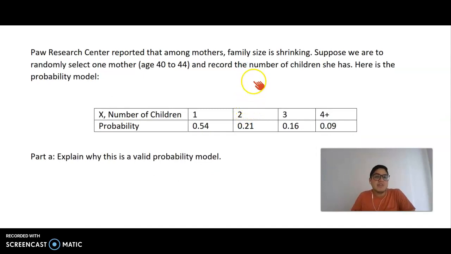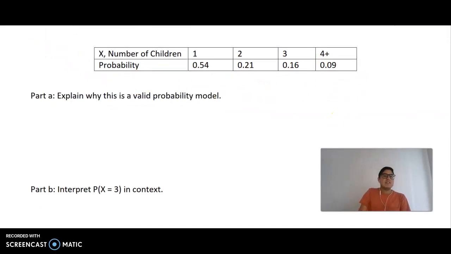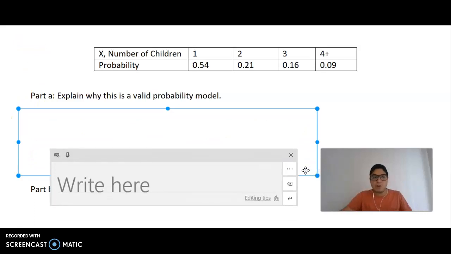The Pew Research Center reported that among mothers, family size is shrinking. Suppose we randomly select one mother, aged 40 to 44, and record the number of children she has. Here is the following probability model. X is our number of children: 1, 2, 3, or 4 or more. And here are the probabilities associated with them. The first thing asks us to explain why this is a valid probability model.